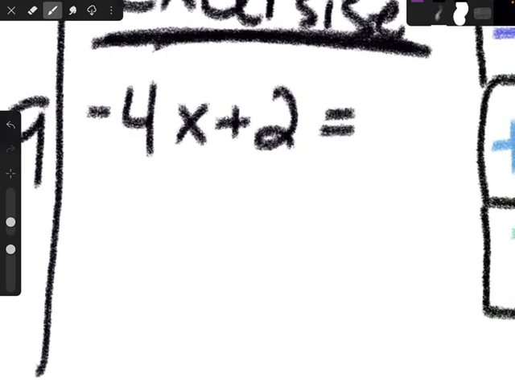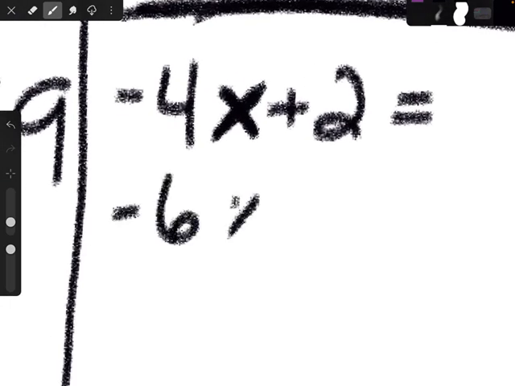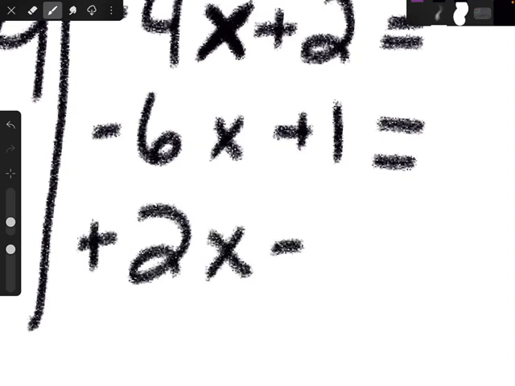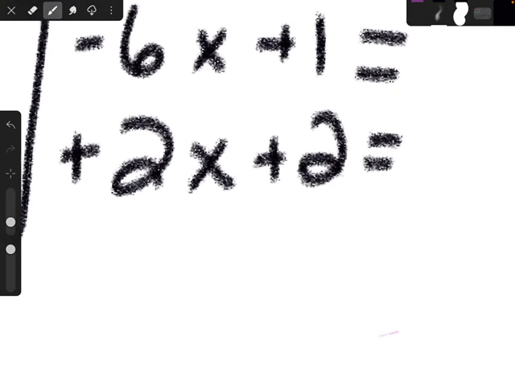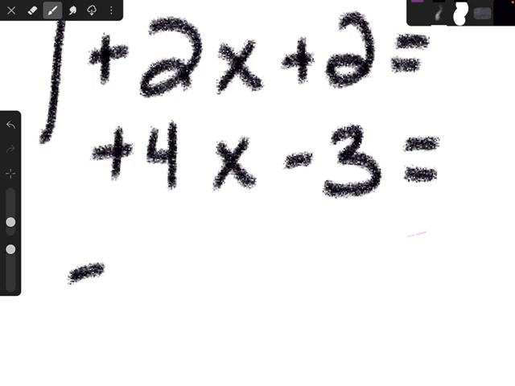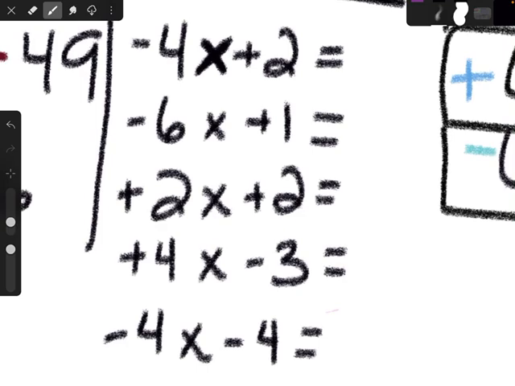Okay. And what if I did, remember it's a multiplication sign, so you can't use a number line in the same way. Negative 6 times positive 1. And positive 2 times positive 2. And positive 4 times negative 3. And negative 4 times negative 4. And I'm trying not to show you guys the pattern that we did.